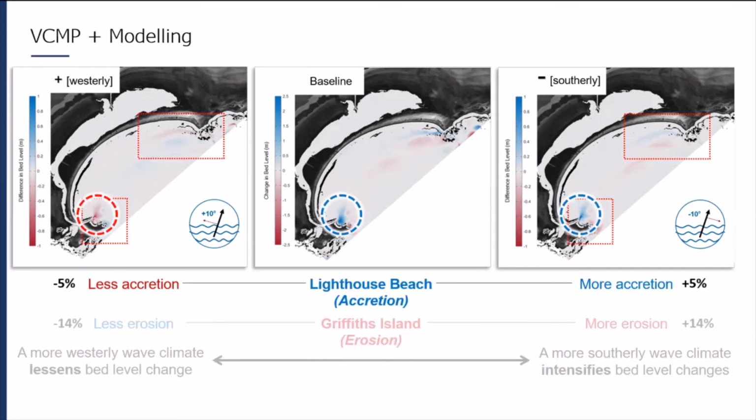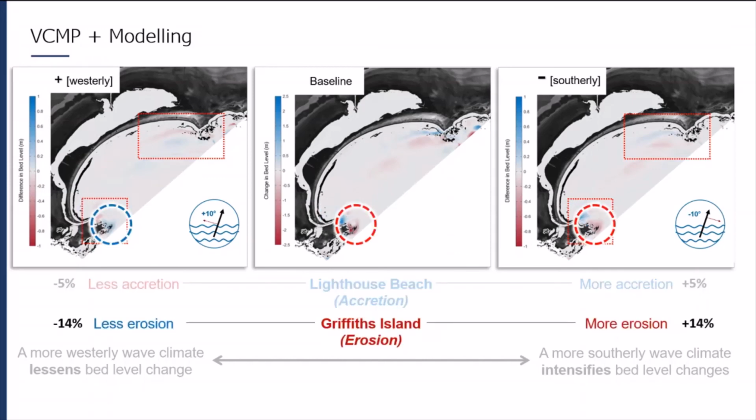So let's take a look at Lighthouse Beach as our first example. In the baseline scenario, under normal wave conditions, Lighthouse Beach accretes, it collects sand. If we rotate the wave climate so it approaches from a more westerly direction, we have less accretion occurring in this area. If we have a more southerly wave approach, we have more accretion occurring in this area.